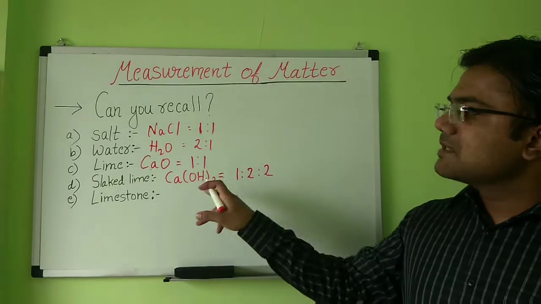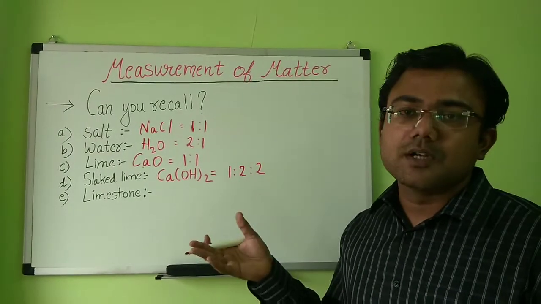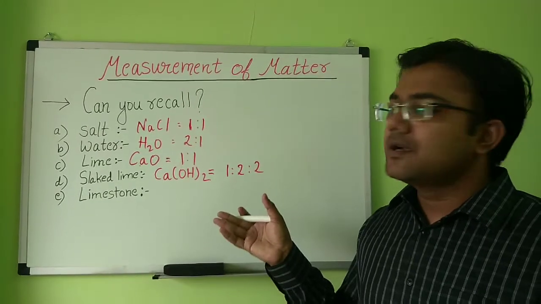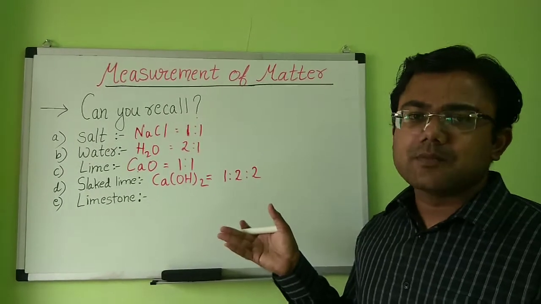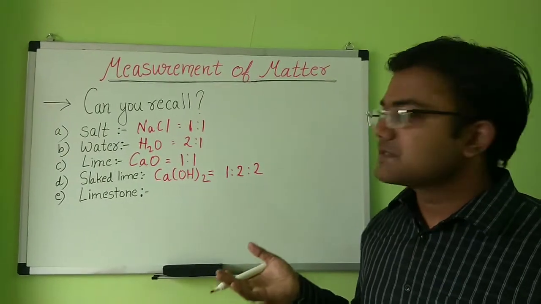When this slaked lime is dissolved in water, you get the lime water, that is calcium hydroxide in the liquid form. So this slaked lime and the lime water are the same, only one is liquid form and the slaked lime is in the solid form, simple.